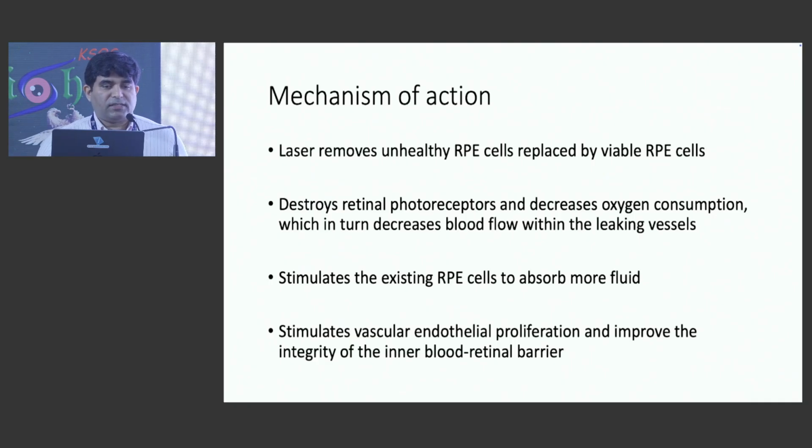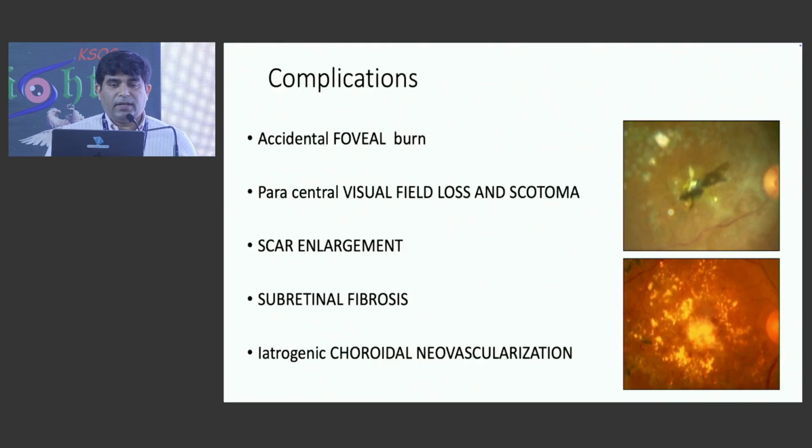So the mechanism of action is that the laser removes the unhealthy RPE cells, which are replaced by viable RPE cells, and it destroys the retinal photoreceptors and increases the oxygen consumption, which in turn decreases the blood flow within the leaking vessels. It stimulates the existing RPE cells to absorb more fluid, and stimulates the vascular endothelial proliferation and improves the integrity of the inner blood retinal barrier. It is likely that a combination of all these will underlie the efficacy of the grid laser treatment.